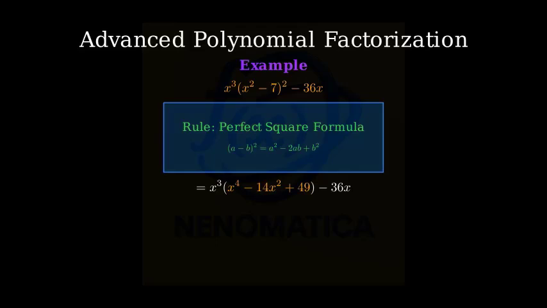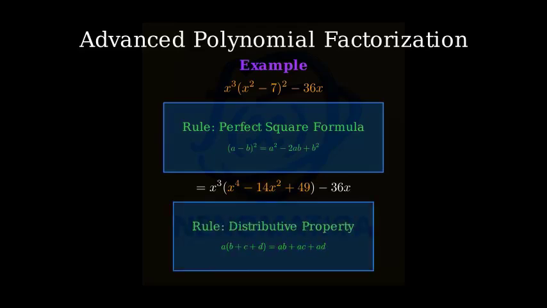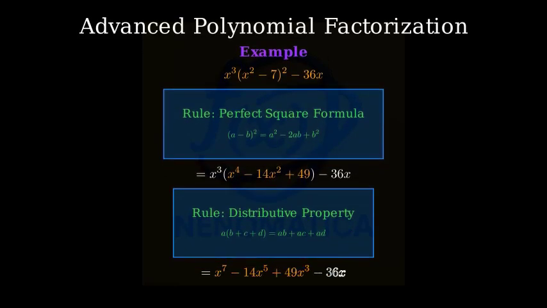Let's distribute x cubed through the parentheses. We'll apply the distributive property, which says that a times the sum of b and c equals a times b plus a times c. When we distribute x cubed, we get x to the 7th minus 14x to the 5th plus 49x cubed minus 36x. Let's continue by factoring out the common factor x from all terms.